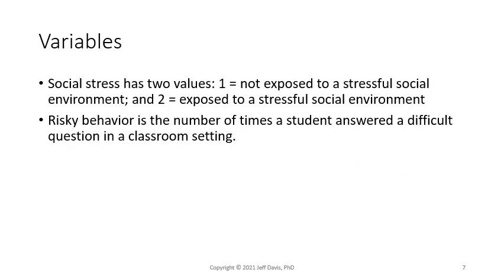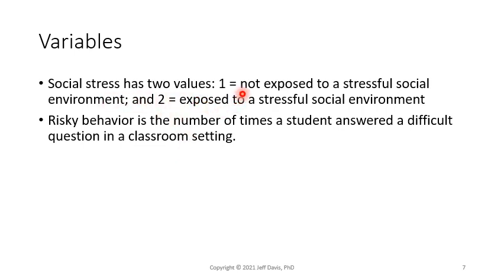All right. So we're going to be working with two variables. Social stress, and I should have indicated, social stress is our independent variable. So remember, in a two-sample t-test, the independent variable can only have two values. So we need to set up a variable along those lines with two values. So social stress has two values.